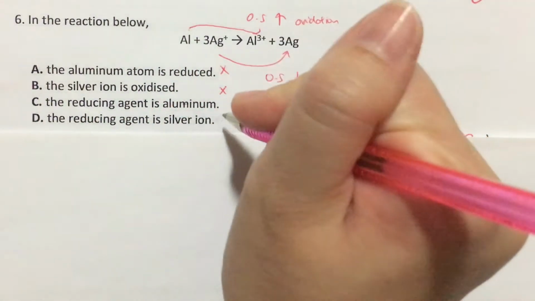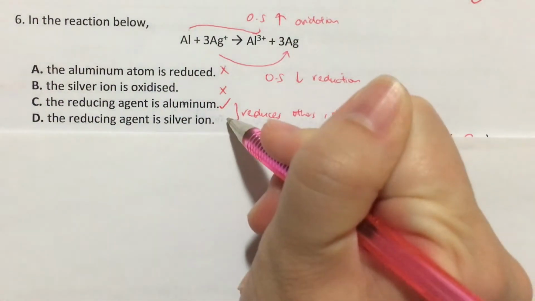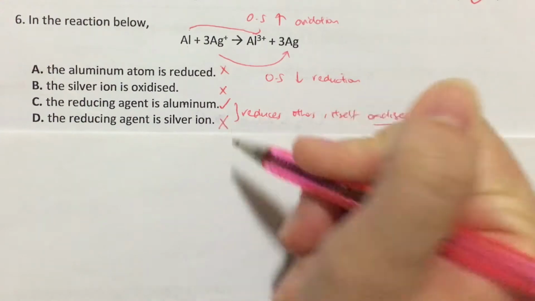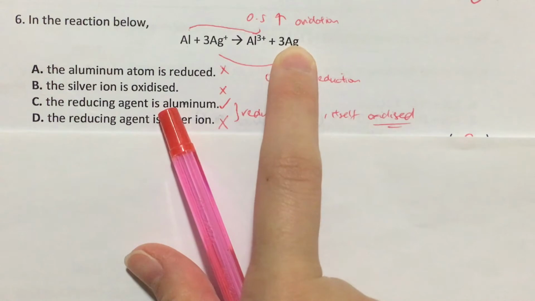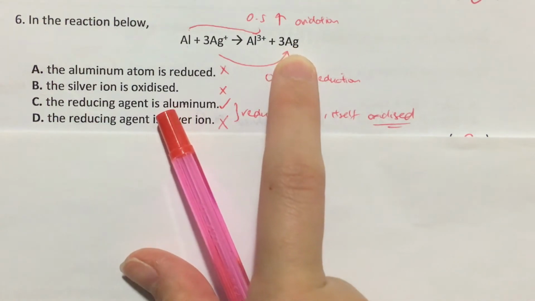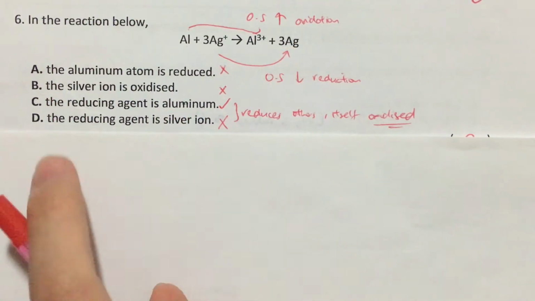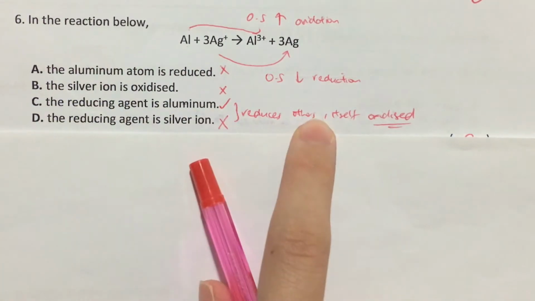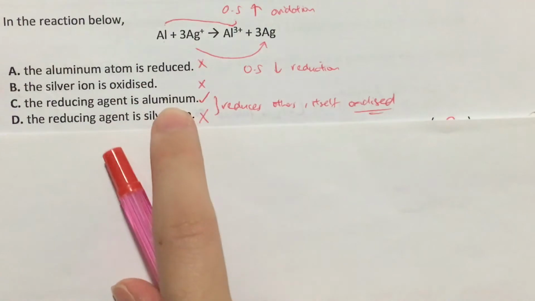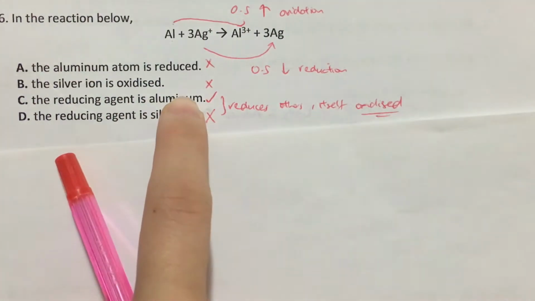So C is correct. D is wrong because silver is being reduced, which means it is an oxidizing agent. Okay, so we look at this again one more time. Reducing agent is one that reduces others, itself oxidized. Therefore, it's aluminium. So the answer is C.